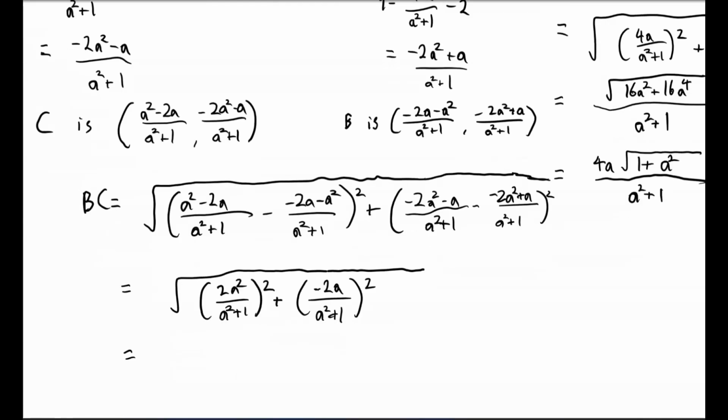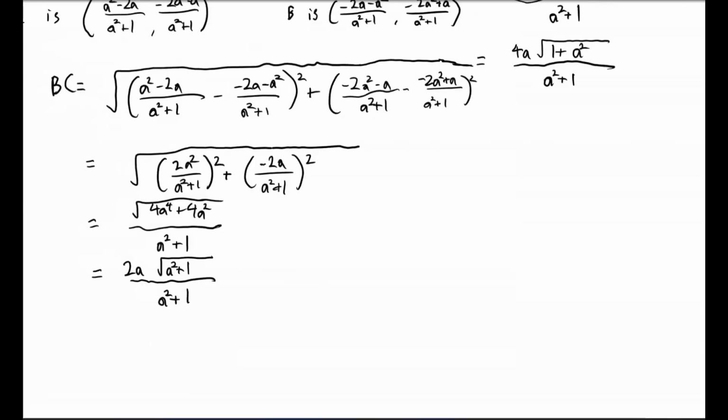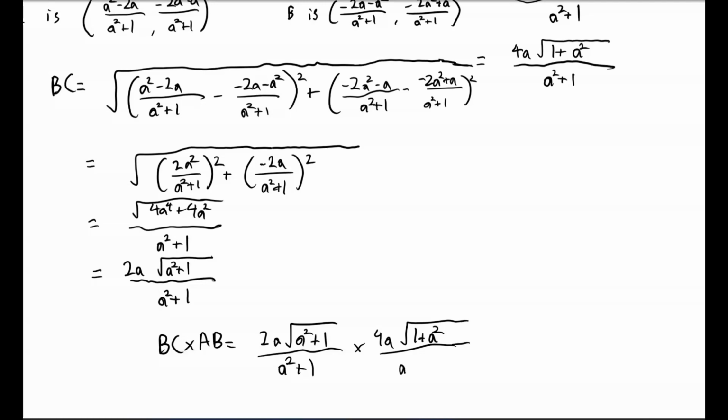This is equivalent to the square root of 4a to the 4 plus 4a squared over a squared plus 1. And this is equal to 2a multiplied by the square root of a squared plus 1 over a squared plus 1. So now BC times AB, which recall is the area we're seeking, is going to be 2a times the square root of a squared plus 1 over a squared plus 1 times 4a times the square root of 1 plus a squared over a squared plus 1.